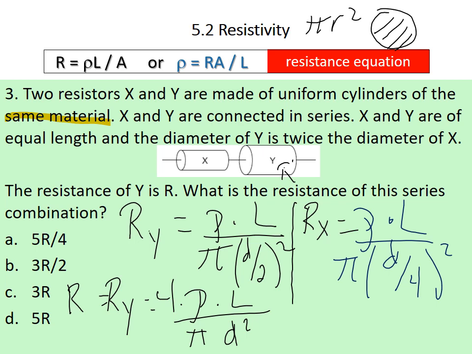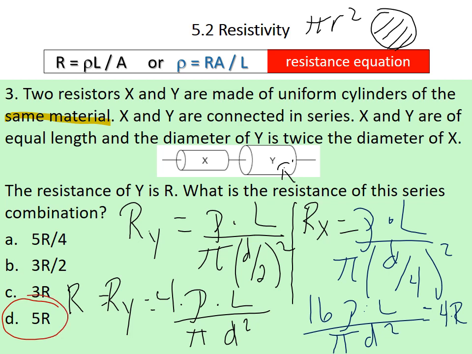Okay, so now I'm going to square the 4 for R sub x to get 16. 16 rho times L over pi d squared. R is 4 rho L over pi d squared. So R sub x is 4 times that. So R sub x is 4 times R. So now I'm just left with adding these two up to get the total resistance, and you should see the answer is D, 5 times R.